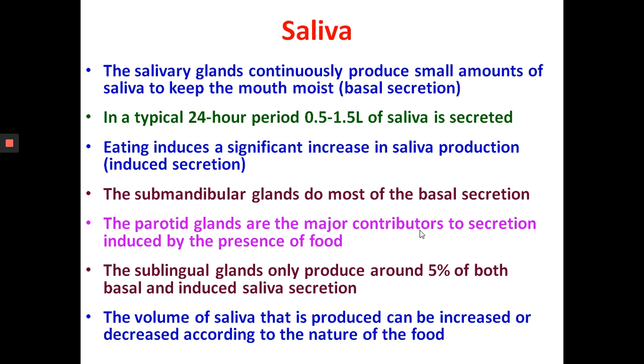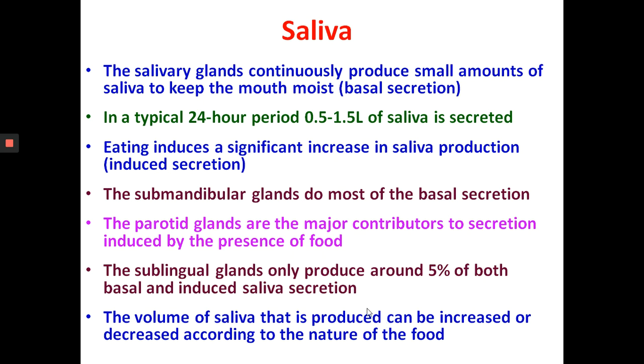The submandibular glands do most of the basal secretion. That is the secretion when you are not eating. Submandibular gland, that is the gland below the mandible. The parotid glands, that is the gland at the base of the earlobes, are major contributors to secretion induced by the presence of food. The sublingual glands only produce a small amount of saliva, only 5% of both basal and induced saliva. And you should have seen that this is the smallest of the three glands.